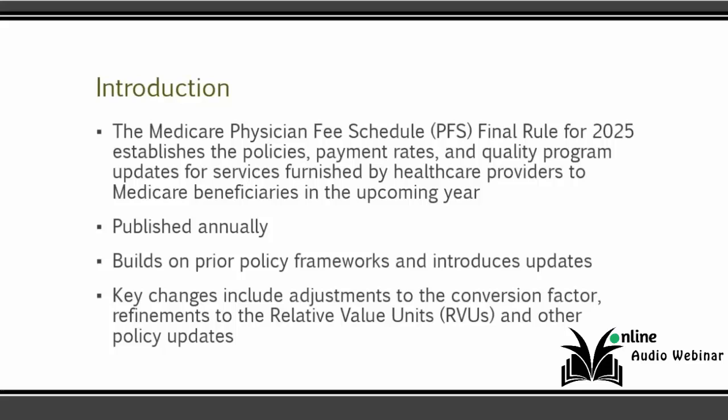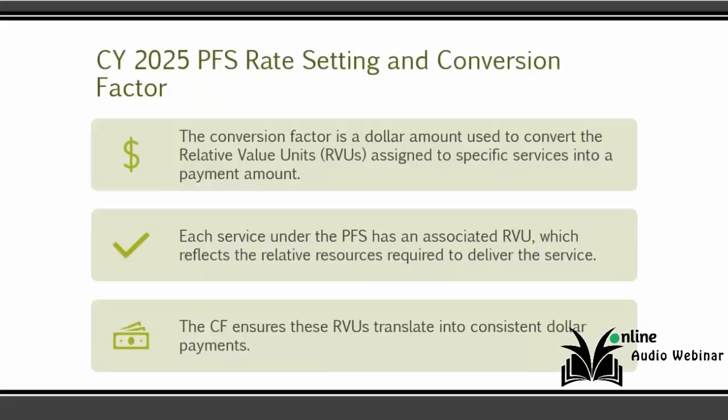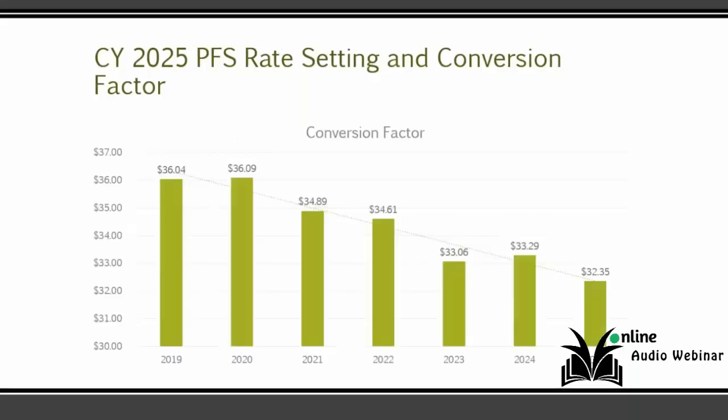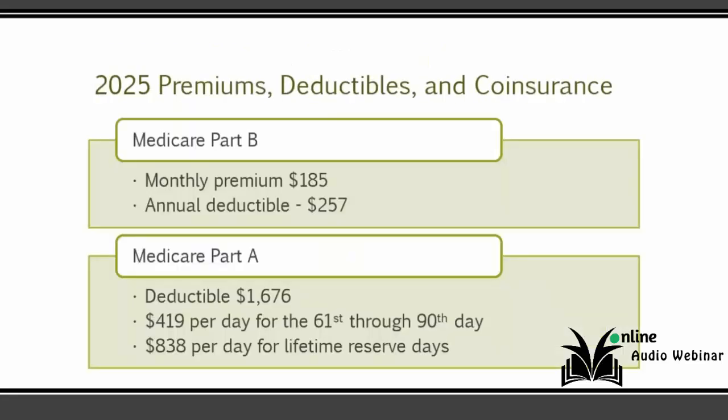All right, let's start out by talking about the conversion factor. So the conversion factor, as mentioned, is updated annually by CMS. Now, this slide here shows what we've been dealing with over the last several years. Another change for 2025 are the 2025 premiums, deductibles, and coinsurance. So each year, the Medicare Part B premium, deductible, and coinsurance rates are determined according to provisions of the Social Security Act.